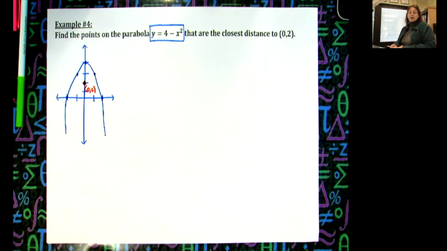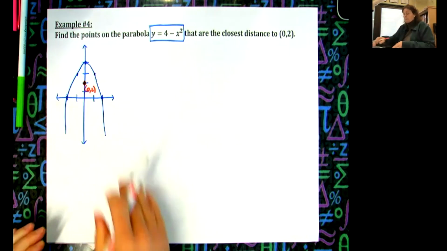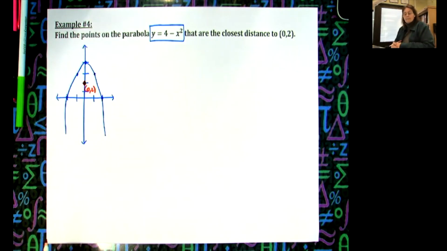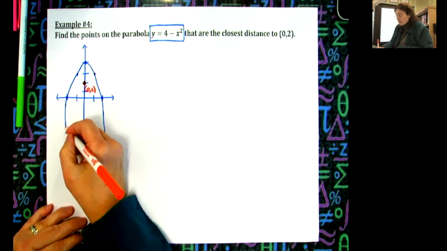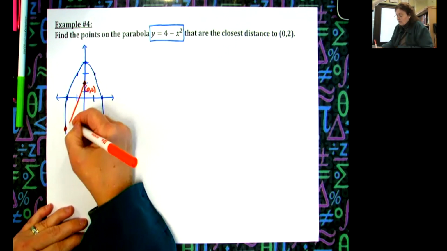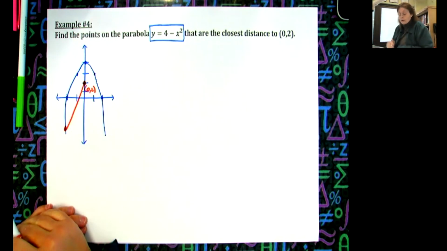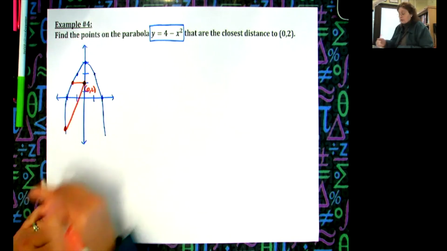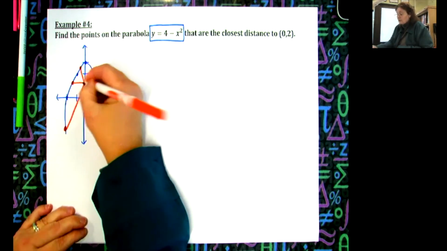All right, now, obviously there's multiple points around this very sad looking parabola right here, right? And clearly if I picked a point down here, that distance is pretty far away. But if I picked this one over here, that's closer. I want the closest distance.